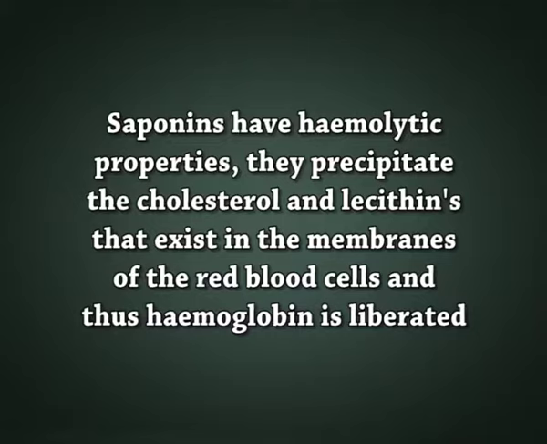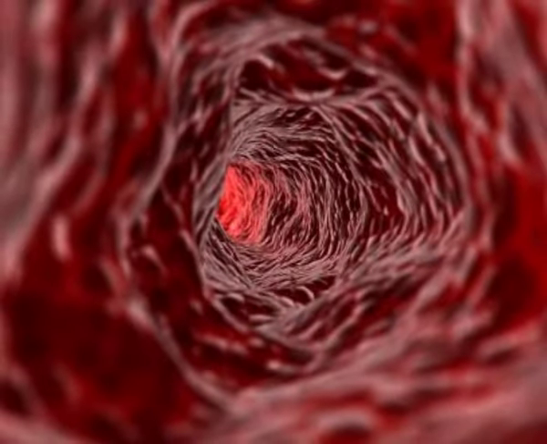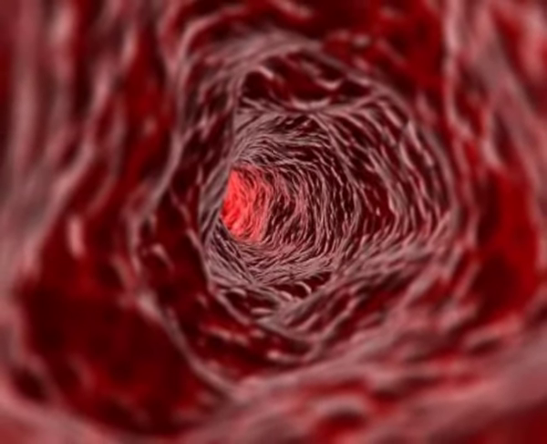They precipitate the cholesterol and lecithins that exist in the membrane of the red blood cells and thus hemoglobin is liberated. Thus they are extremely toxic when injected into the bloodstream. However, they are not harmful when taken orally. According to their nature, they are classified as acidic saponin, neutral saponin and alkaline saponins.